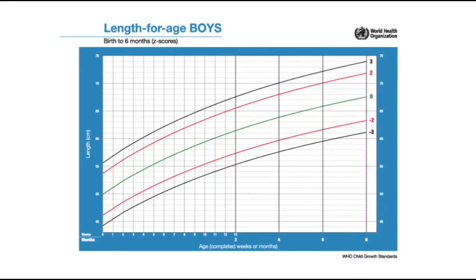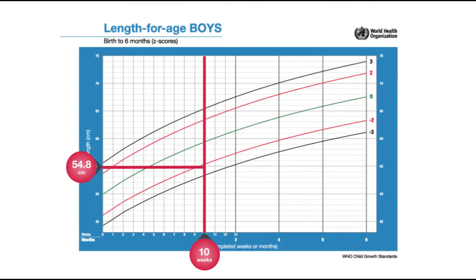First, we know Sam is 10 weeks old, so we find this line on the bottom of the chart. We also know he is 54.8 centimeters, and we find this on the left side of the chart. Using a straight edge, such as a ruler or the edge of a paper, we follow the mark at 54.8 centimeters across until it intersects with the 10-week line and make a visible mark where the lines meet.